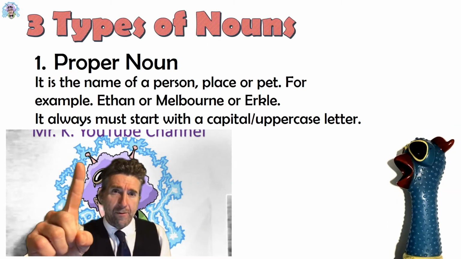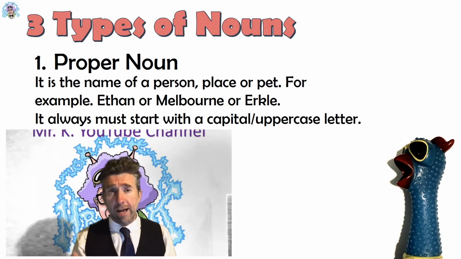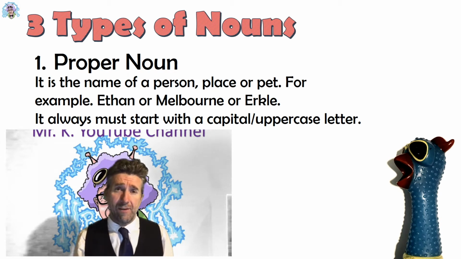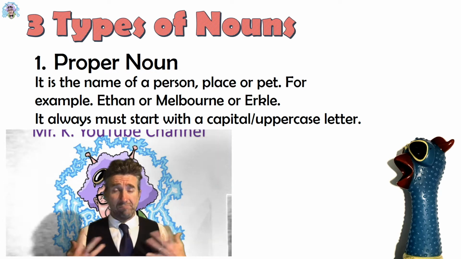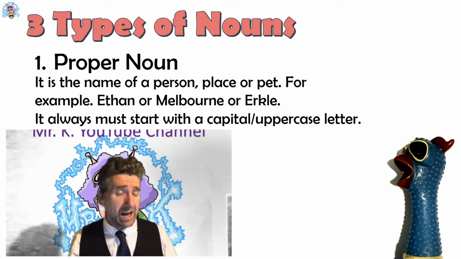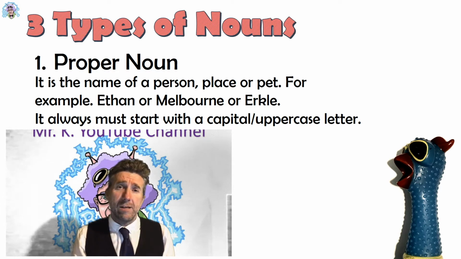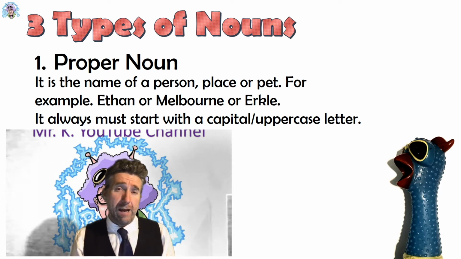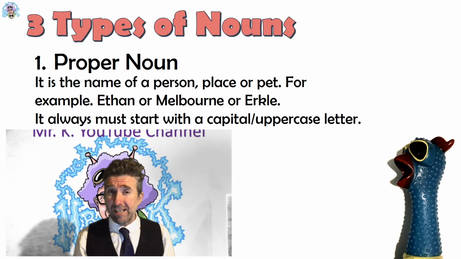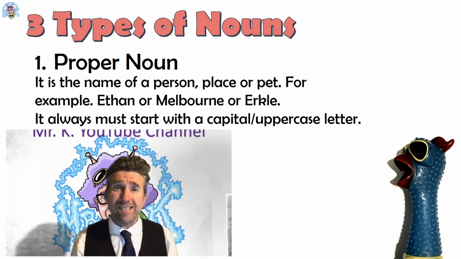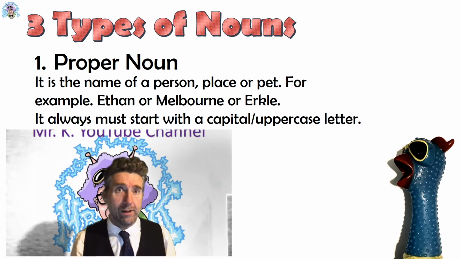The first type of noun is actually called the proper noun. Now, a proper noun is a name of something. It's normally a name of something that is unique in this world. So, example, Mr. K, unique. There's not another Mr. K in this world. So, Mr. K is a proper noun. Interestingly enough, all proper nouns need to start with a capital letter.